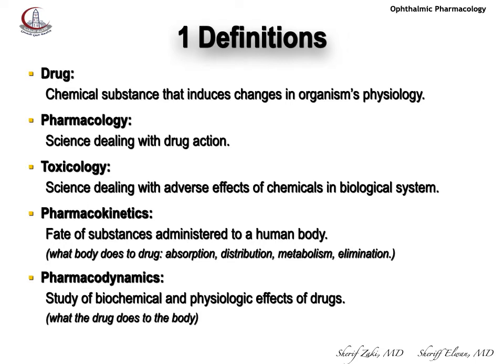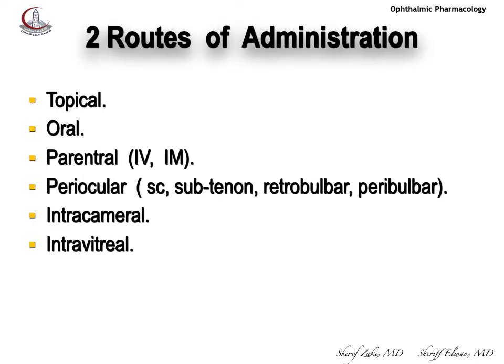Drugs for ophthalmic use may be administered through all the known routes of administration. Basically, they may be administered topically, and in addition to being administered orally, parenterally, and by injection periocularly, in addition to intracameral, that is, injection inside the anterior chamber, or intravitreal, that is, inside the vitreous cavity.